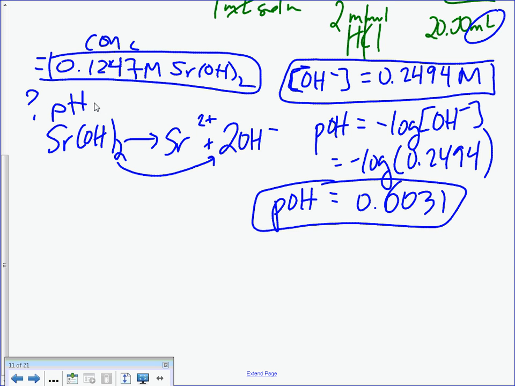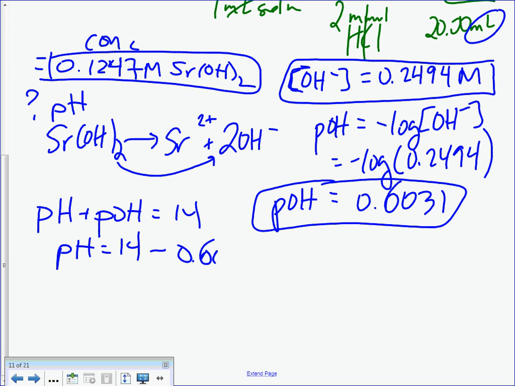pOH is harder to rationalize because you don't know the pOH scale, you know the pH scale. So how do you get pH from pOH? There you go. Again, pH plus pOH is 14. So then you subtract, so pH is 14 minus 0.6031. So what is that? 13 point what? Is it 0.6 or just 6? 0.6. So that's 13.3. Thank you. I can do math, but just not right now.